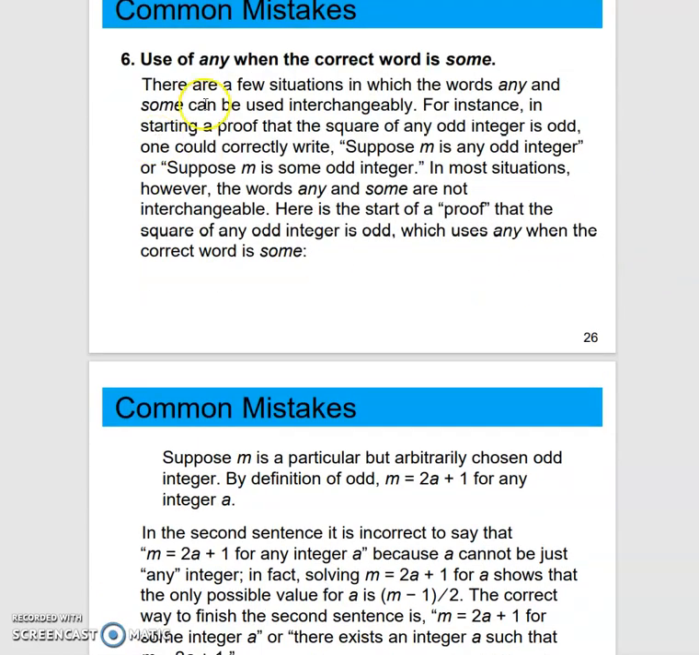Be careful of words like "any" and "some." They do sound very similar in English, but as far as mathematics is concerned, they are going to be different. So if I say suppose m is any odd integer, that means I can pick whatever odd I like. But if I say it's some odd integer, I'm not 100% sure if that's all of them. It might just be one or two of them. So we do want to be a little bit careful with those words.